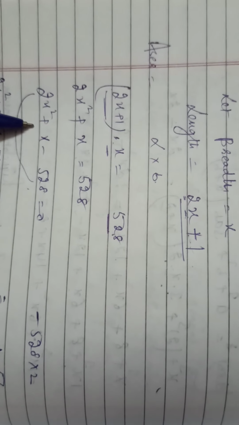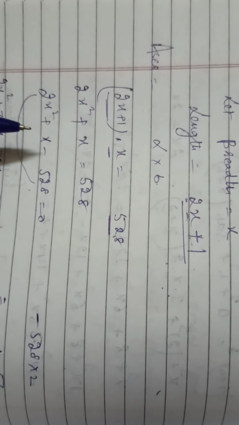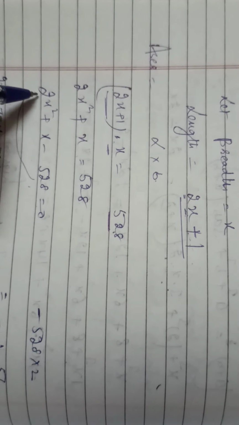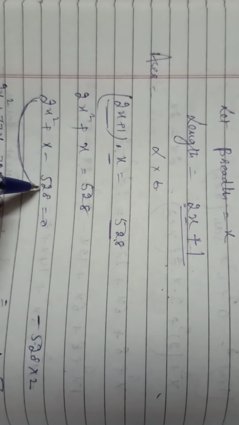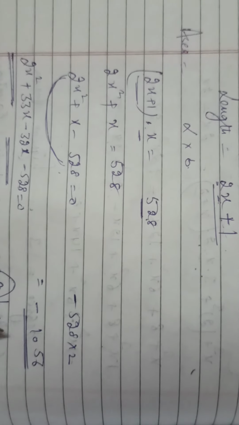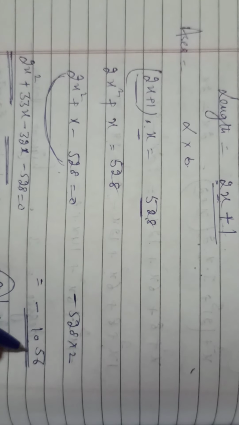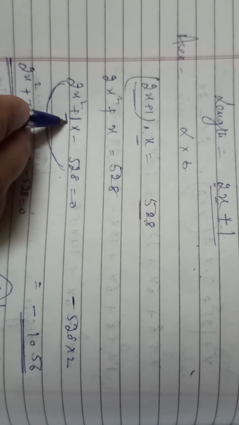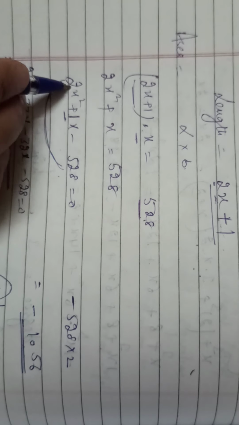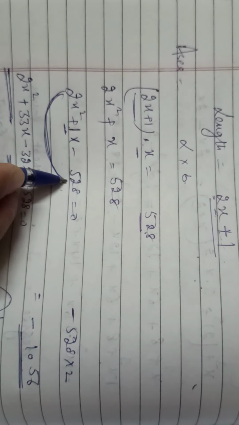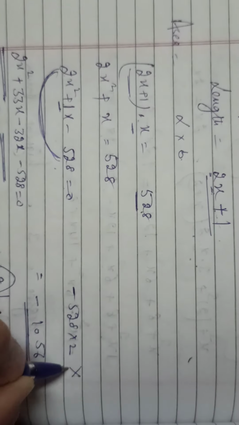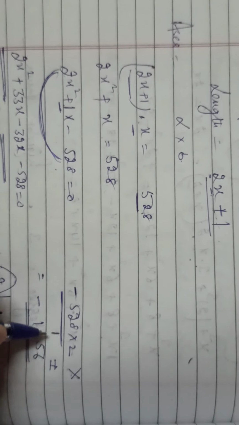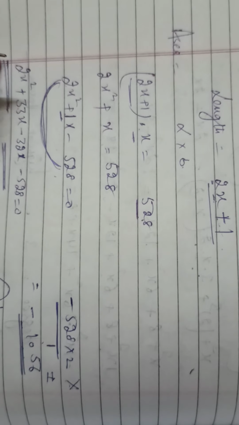For finding the splitting middle term of this equation, children, you have done splitting middle term in 8th also, and you know very well. We will find two numbers whose product is AC, 2 into minus 528. Product should be minus 1056, and by plus or minus we should get 1. By multiplying we should get this, and by plus or minus we should get 1. This you know very well.